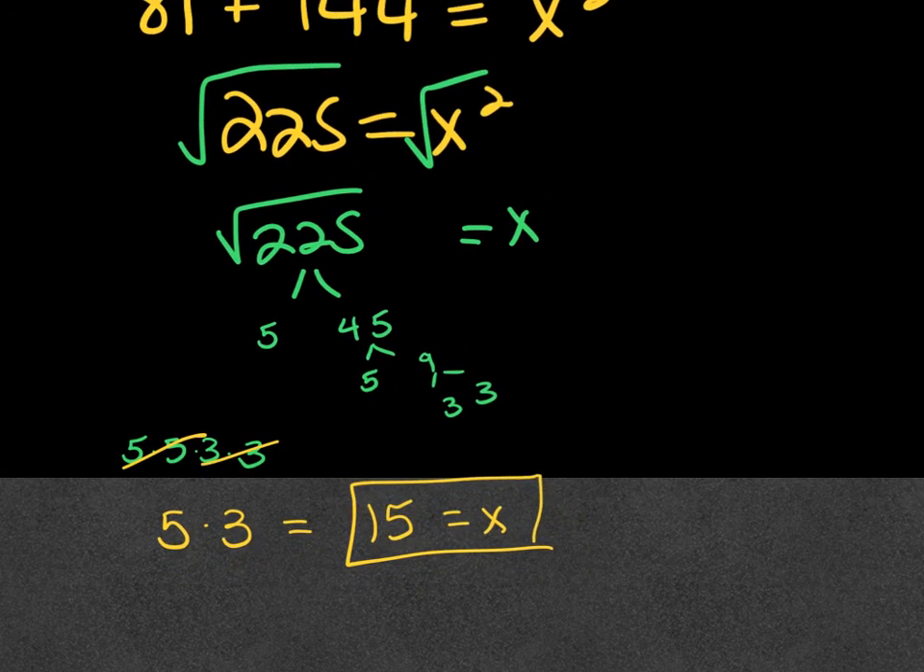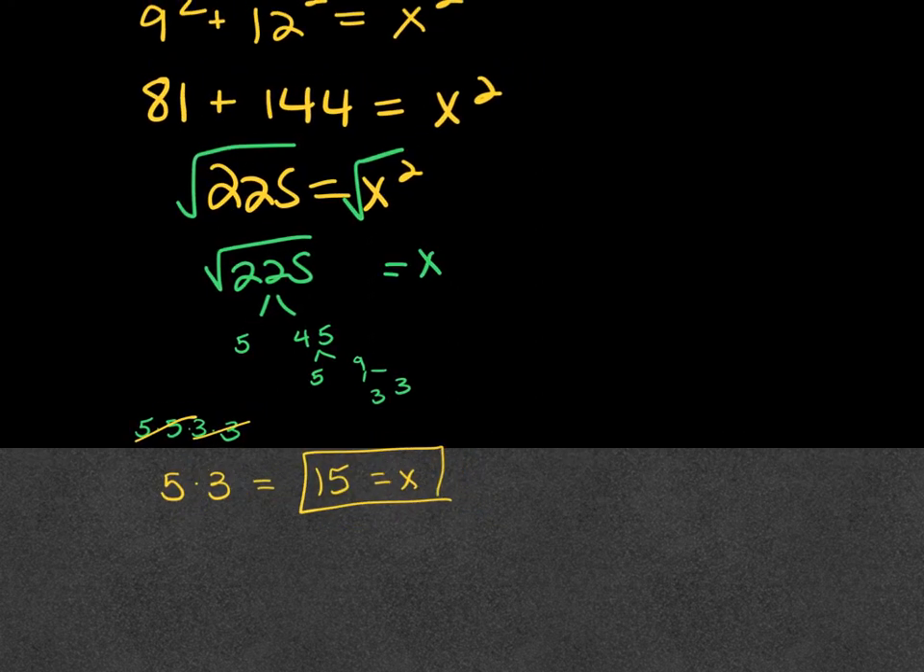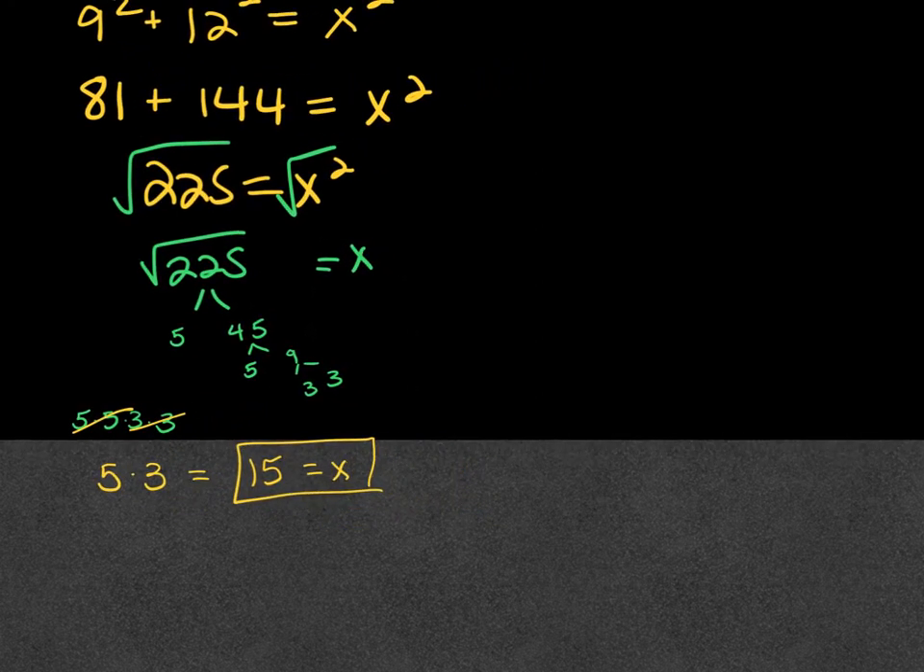How did you get it? I just added 9 and 12. Nope, can't do it. Doesn't work that way all the time. You can't do it that way.